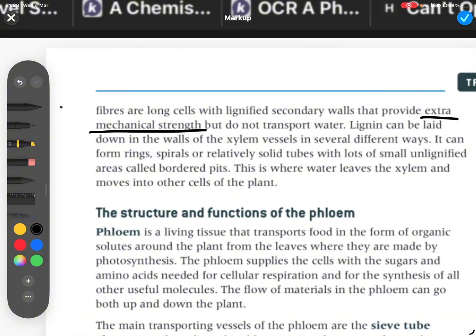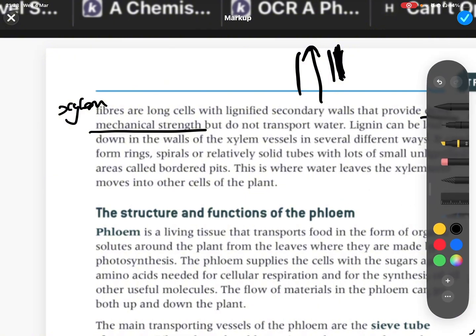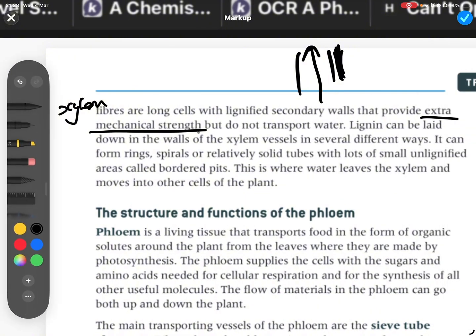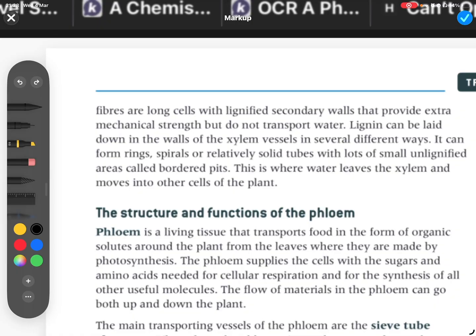Xylem. The xylem is the thing that carries the water. The xylem vessels are those bits where the water goes up. The xylem parenchyma things pack around. Now we have xylem fibers. They do not transport water. They are purely there for mechanical strength. They just make the thing strong so it doesn't break. Does not transport water.